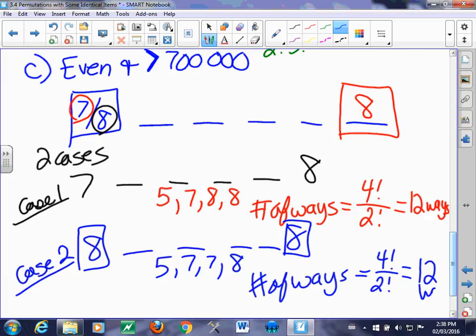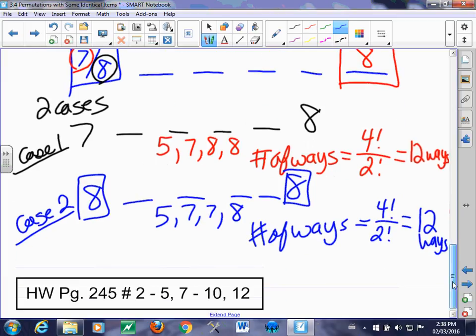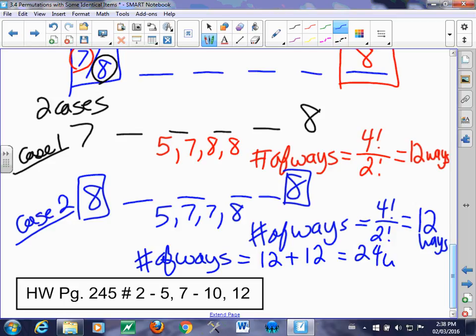Okay. And don't forget to find the total. You have to add the two cases up. So number of ways equals case 1 plus case 2, which is 12 plus 12, which equals 24 ways. And if you had a nice room, could you please put a therefore statement? I just ran out of room here. Okay, so total number of ways is 24.